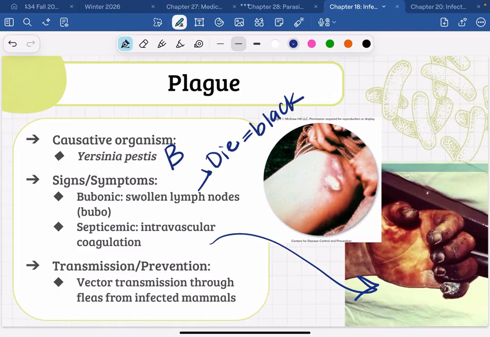And it caused the spread of this disease. Nowadays, people tend to not live in close proximity to rats and fleas. We have pest control options for that. But plague actually still exists. A lot of people think it doesn't. Does anybody know where plague grows in the United States, where it's endemic?